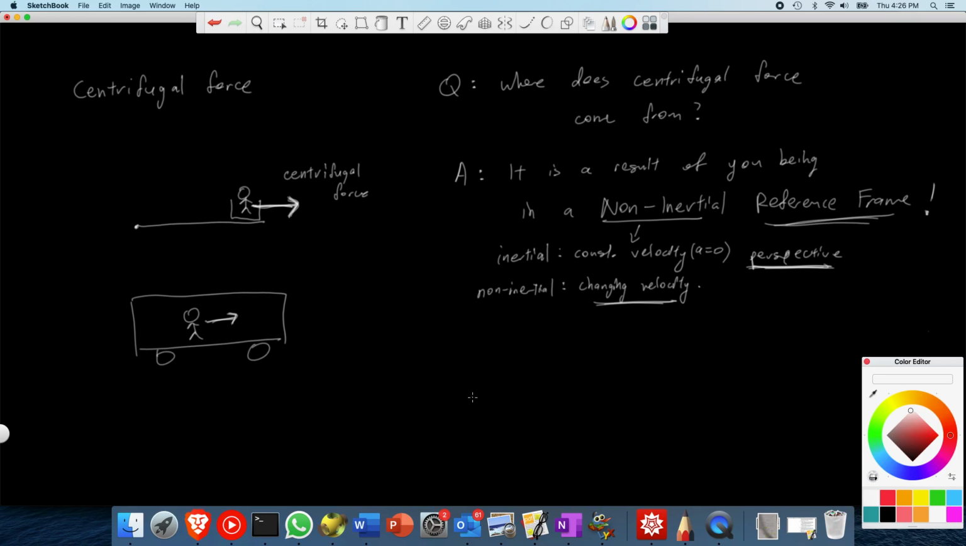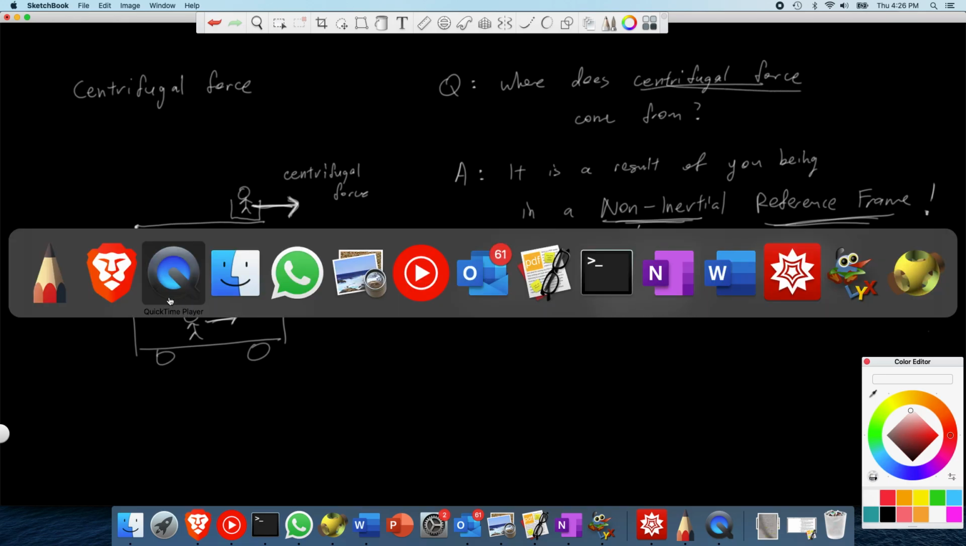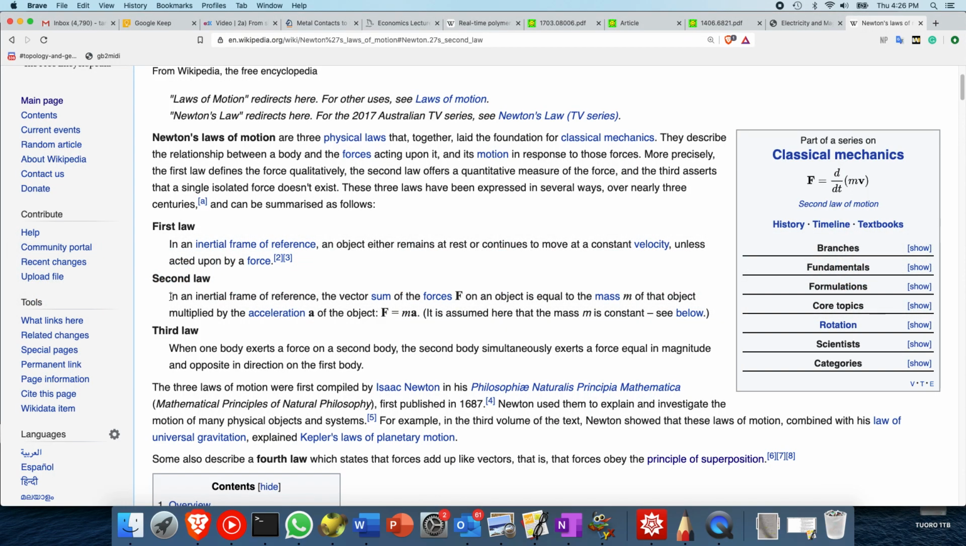So let's take a look at Newton's equation over here. You might be wondering now, how does being in a non-inertial reference frame cause me to feel the centrifugal force? Now the answer is over here in Wikipedia. You can see that Newton's law of motion, Newton's second law to be specific, is only valid in an inertial reference frame, inertial frame of reference.